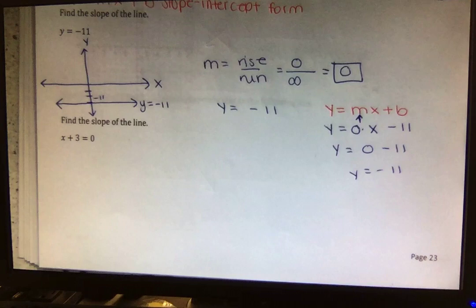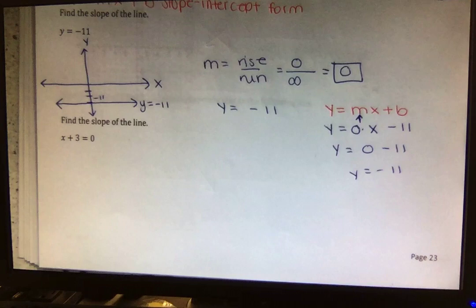Same thing for the next one. y plus 3 equals 0. Let's solve for x. There's no y to solve for here, so let's solve for x. How would I do that? Subtract 3 from both sides, thank you. So we're left over with x equals -3.